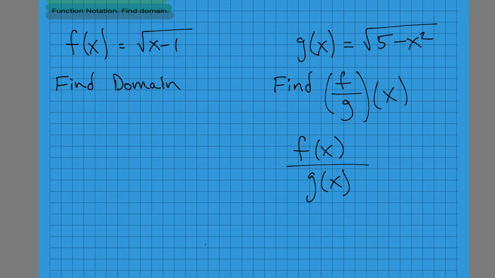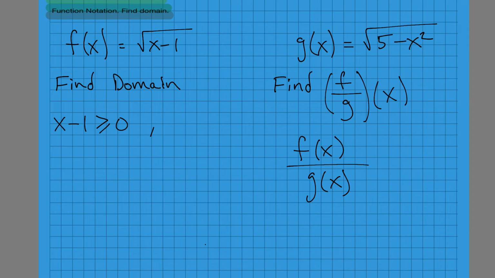So finding the domain, here we see that we have these root signs. Everything under the root sign has to be greater than or equal to 0. Once again, we can't have a negative number underneath the square root sign. So we're going to say x minus 1 is greater than or equal to 0.